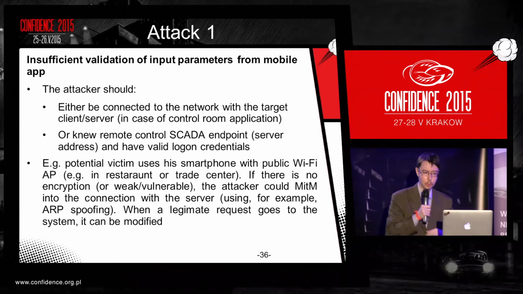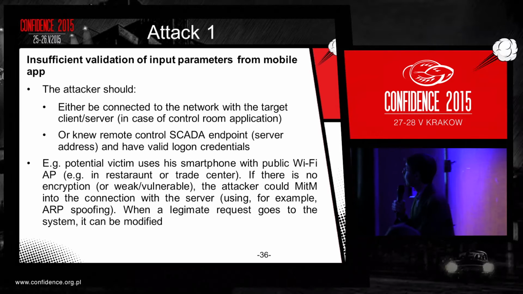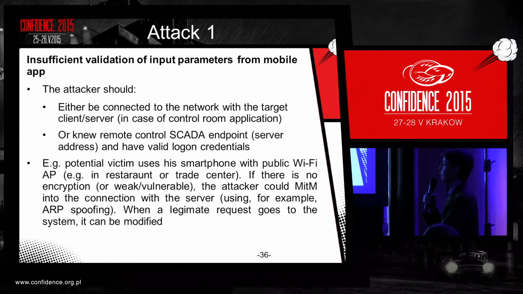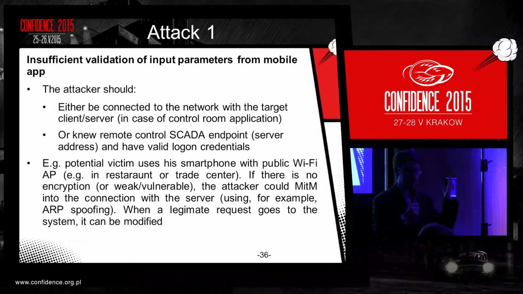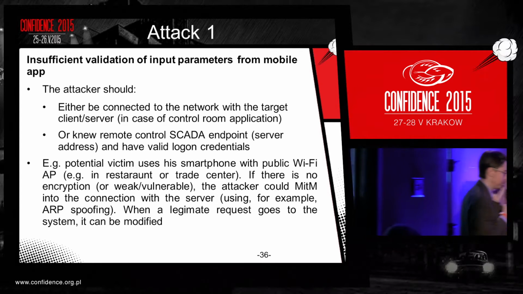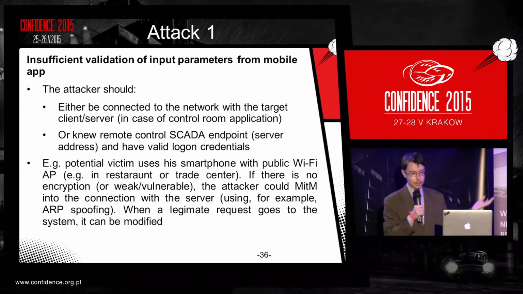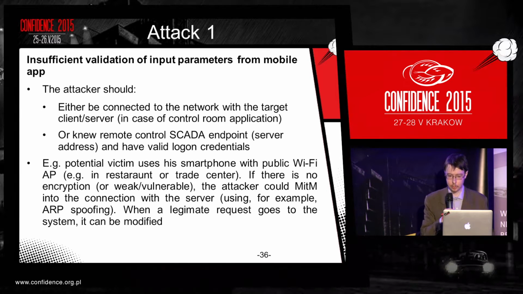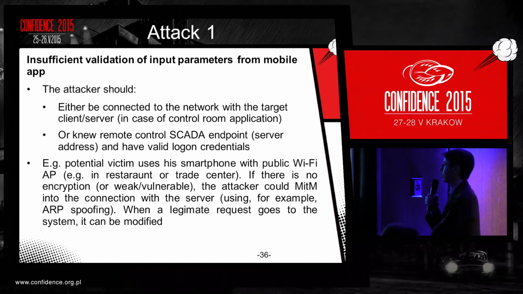And at the end of the talk, we want to show you a couple of attack scenarios. The first attack is insufficient validation of input parameters from the mobile application, and it happens when the server side thinks that all parameters should be checked on the client side. To craft this attack, the attacker either should be connected to the network with the target client and server, in case he is in the control room, or know the remote control SCADA endpoint and have valid logon credentials.